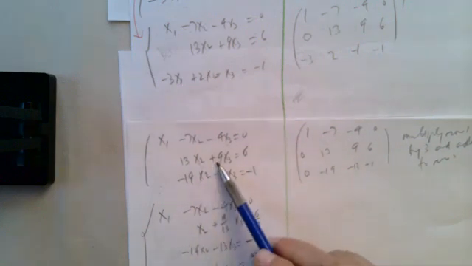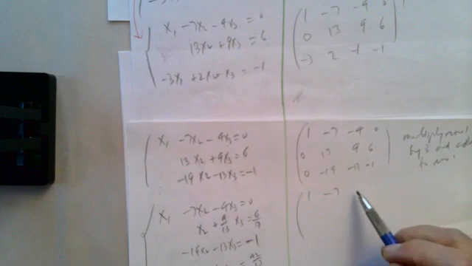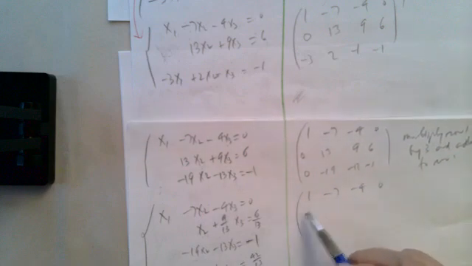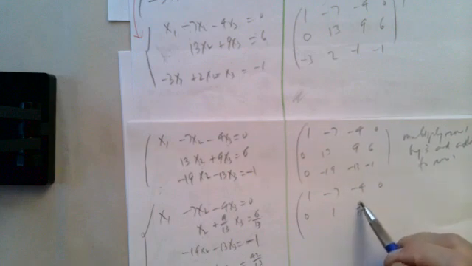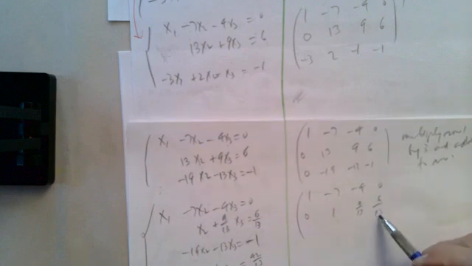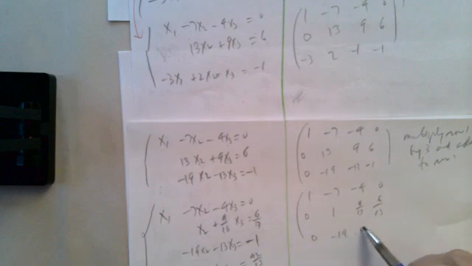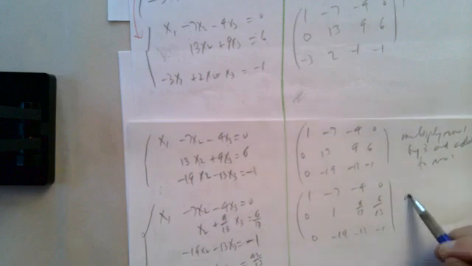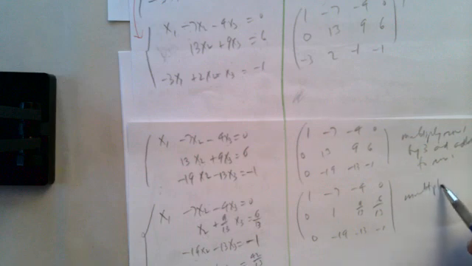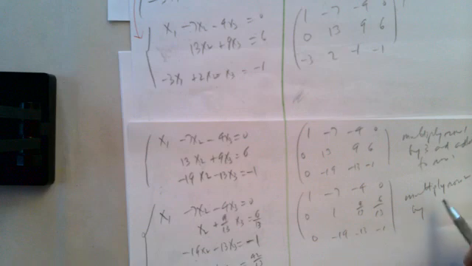What was the next thing we did? To get from here to here, I multiplied the second equation by 1 over 13. And the matrix for this system, 1, -7, -4, 0; 0, 1, 9 over 13, 6 over 13; 0, -19, -13, -1. So here I multiply one row, row 2, by a scalar, 1 over 13. If I multiply this row by 1 over 13, this is what I get.